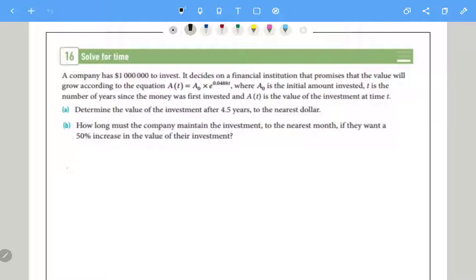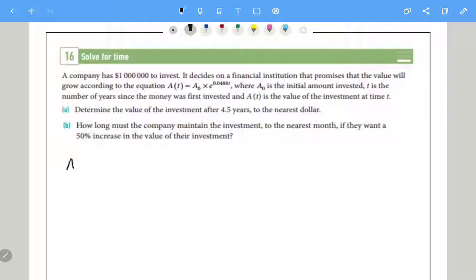So we're going to have a look at another one of these models, and we're going to have a play with it. So a company has $1 million to invest. It decides on a financial institution that promises that the value will grow according to this equation, where A0 is the initial amount invested, T is the number of years since the money was first invested, and A of T is the value of the investment at time T. So determine the value of the investment after 4.5 years to the nearest dollar.